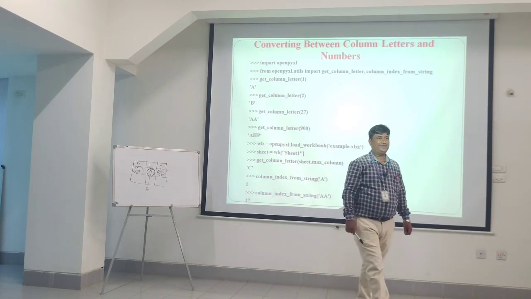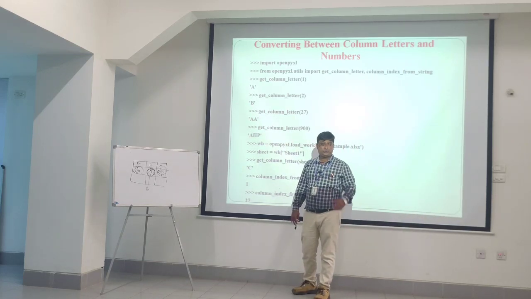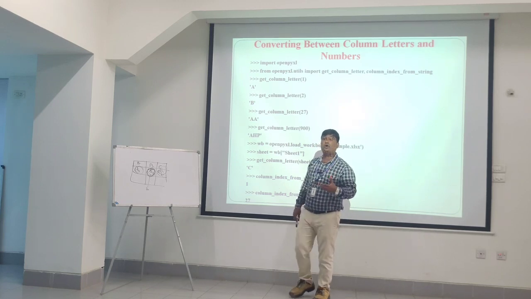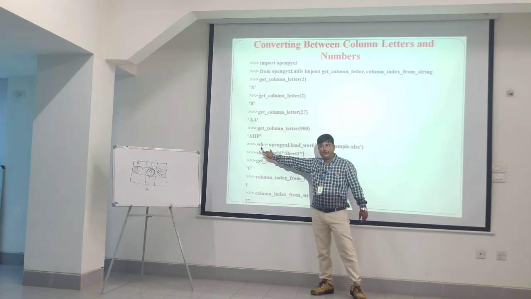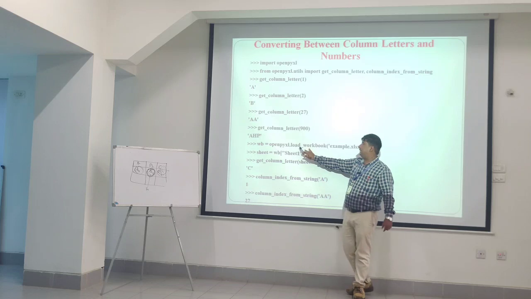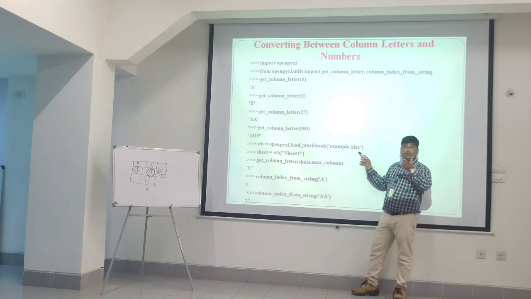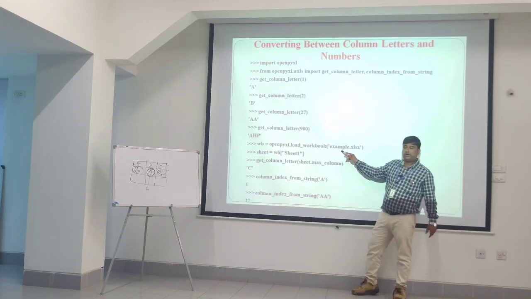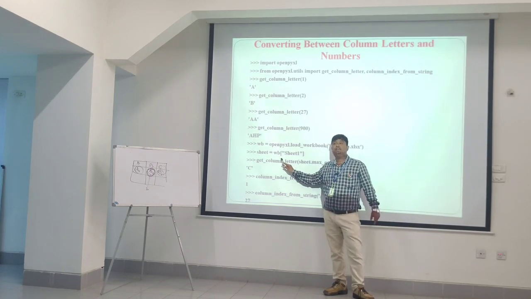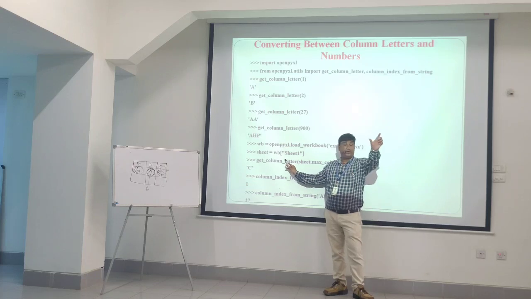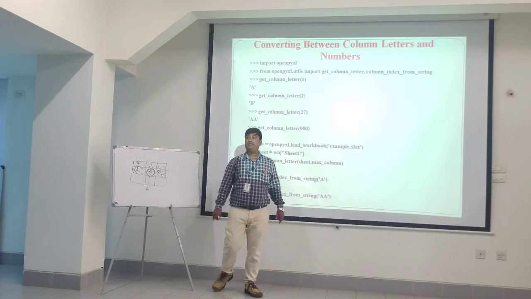What is 900 known as? AHP. So based on the integer number you are passing, you are getting the column names. Also, see now, wb is openpyxl dot load_workbook of example dot xlsx. I am reading the information of example dot xlsx, and sheet is equal to wb sheet 1. Sheet 1 contains some information: columns A, B, C, and also 7 rows.